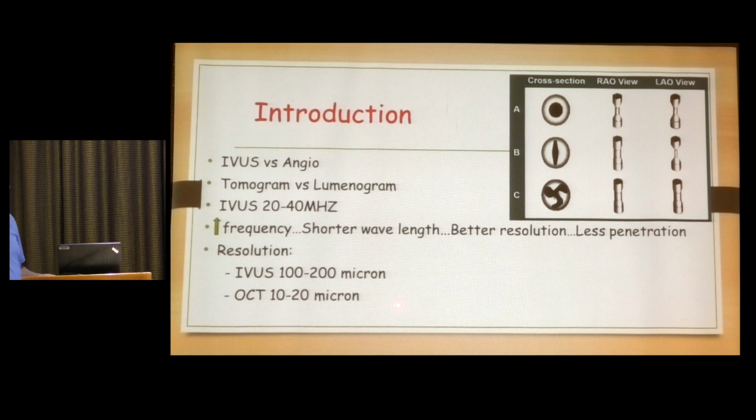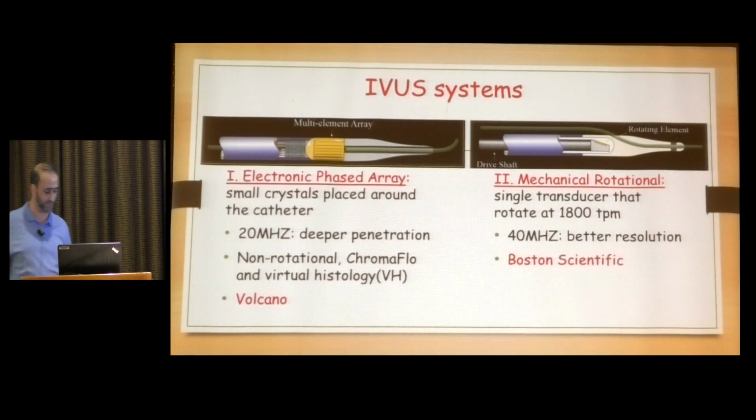In IVUS, we can see things as small as 100 to 200 microns. OCT, we can see things as small as 10 to 20 microns, because OCT uses light, which is much, much more frequency than what we get with ultrasound. And this is why we have a very good resolution, but on the other hand, we have very, very less penetration. We can see outside the inner wall of the blood vessel.